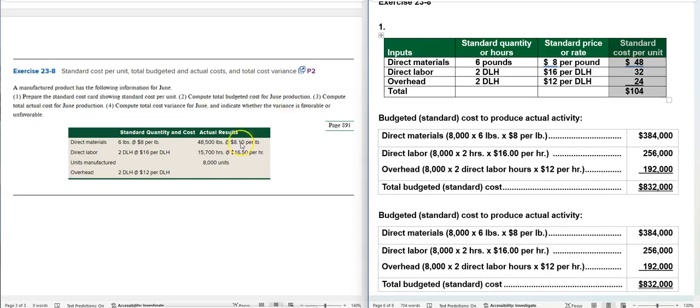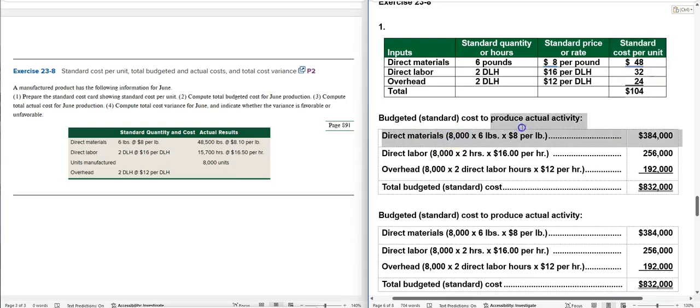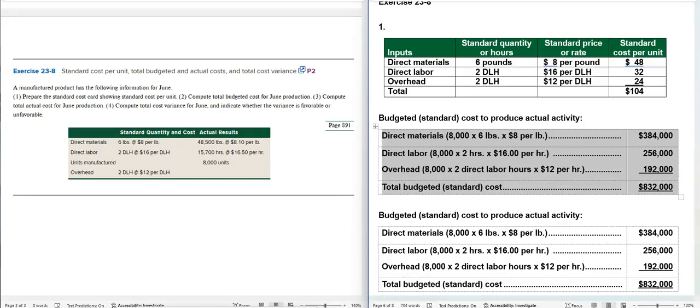production. 8,000 units are manufactured, 8,000 at a standard cost of $48 per unit, 8,000 units at a standard cost of $32 per unit for labor, and overhead at a standard cost of $24 per unit. Total budgeted cost for each inventory item produced based on our standards, $832.